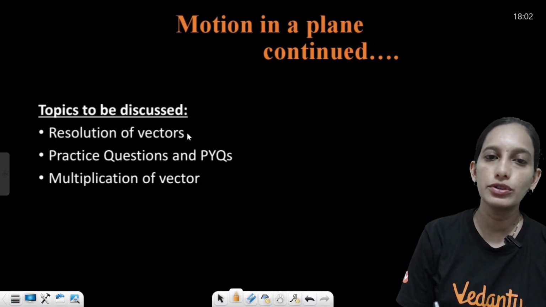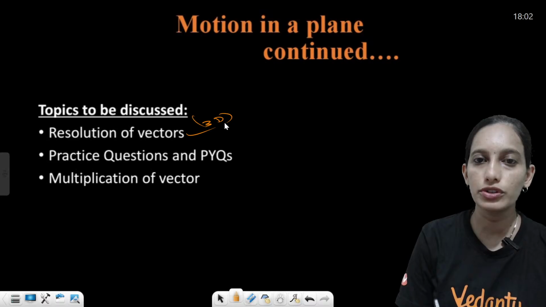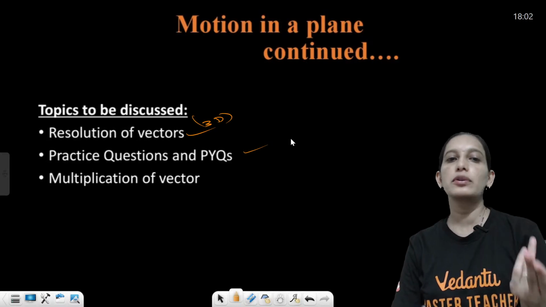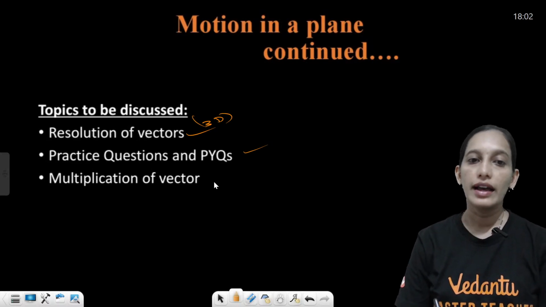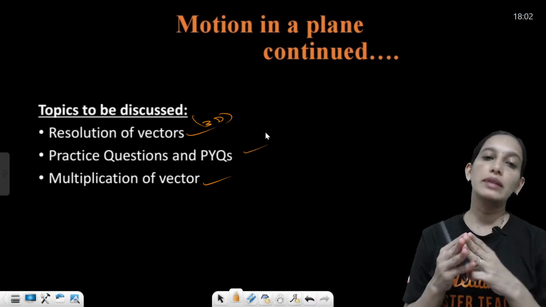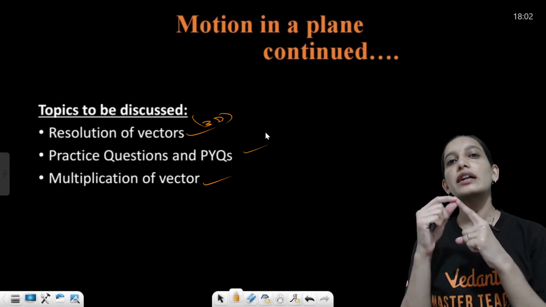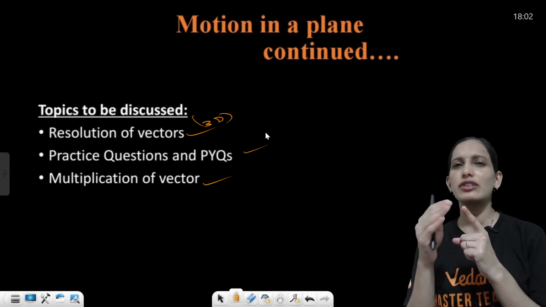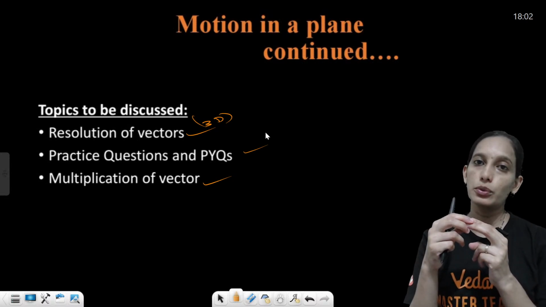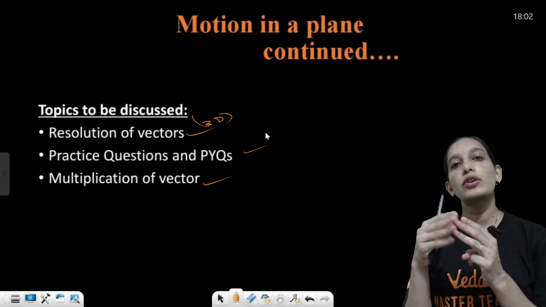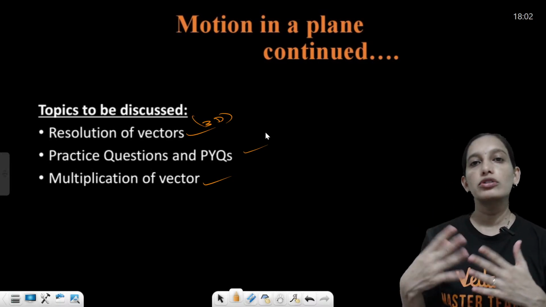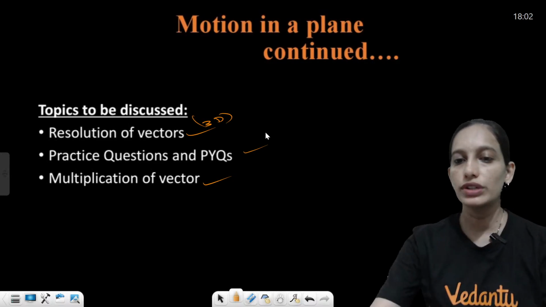That is resolution of vectors in 3 dimensions, which was left from yesterday's class, and then we'll complete some more problems, practice questions and PYQs, and then move on to multiplication of vectors. Here in multiplication of vectors, we need to discuss 3 types of multiplication. One, when we multiply a vector by a scalar number, which is very trivial and simple. Then there is the scalar product of 2 vectors, and then the vector product of 2 vectors, or dot product and cross product as we call them. All those things we are going to learn in today's session.